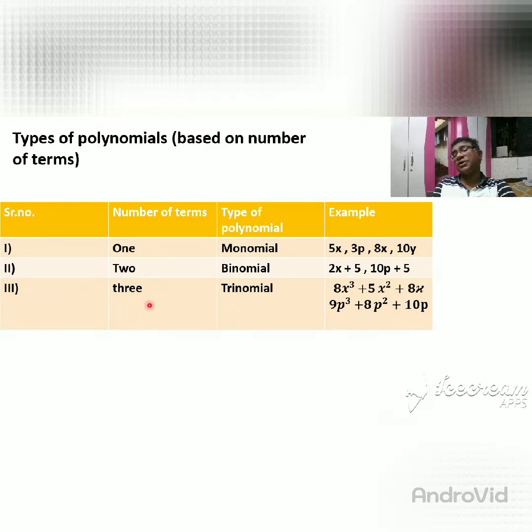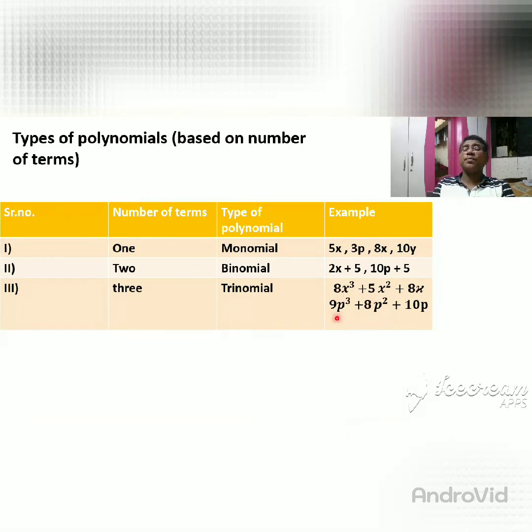Then there are three terms. Suppose there are three terms, then it is called a trinomial. What is an example of a trinomial? 8x cube plus 5x square plus 8x. How many terms are there? Just check it: 1, 2, 3. So they have three terms, and it is called a trinomial.